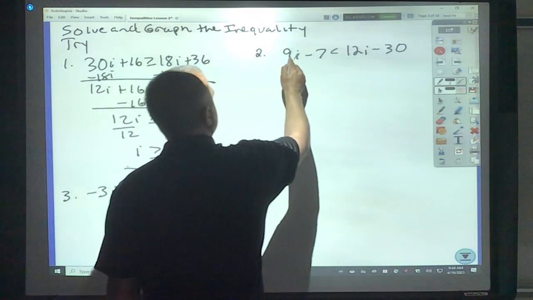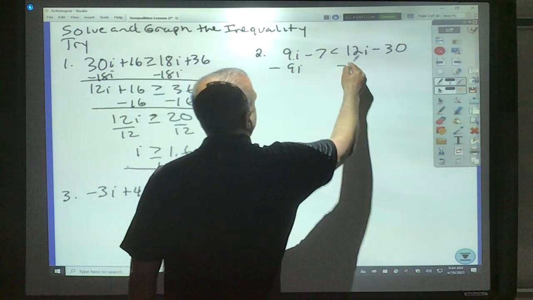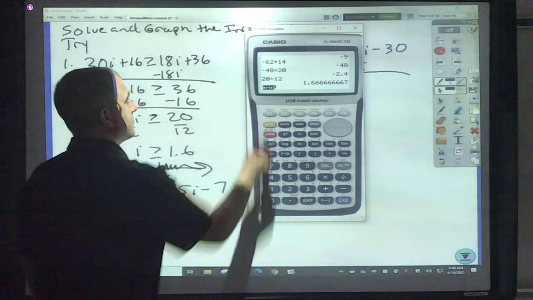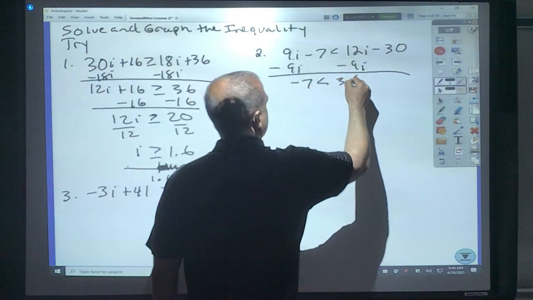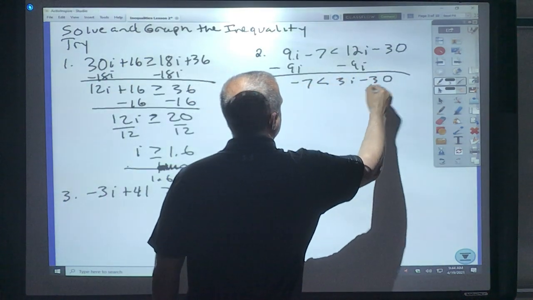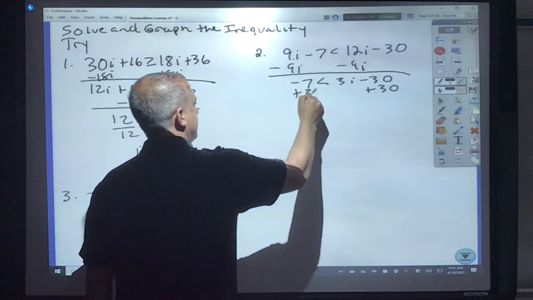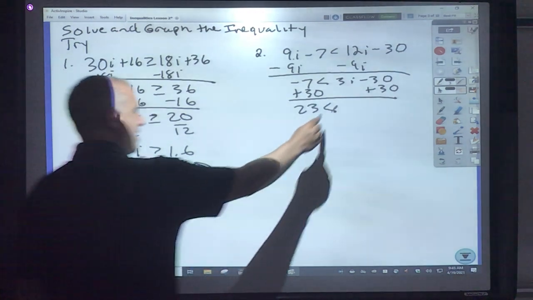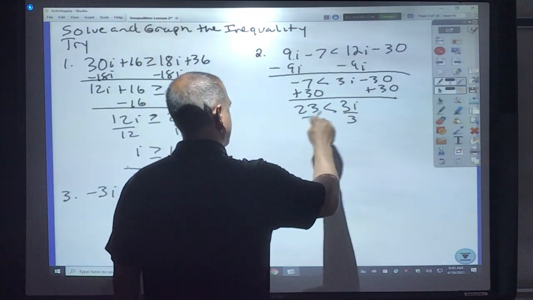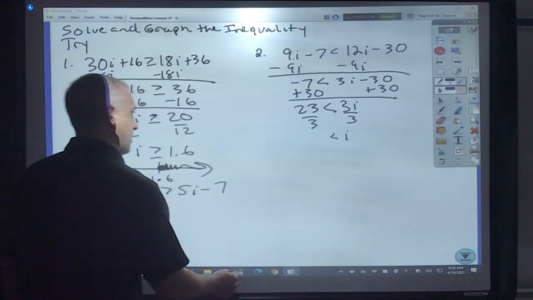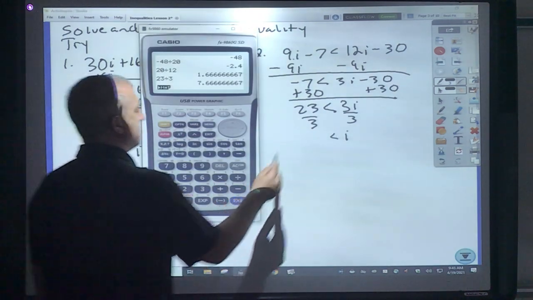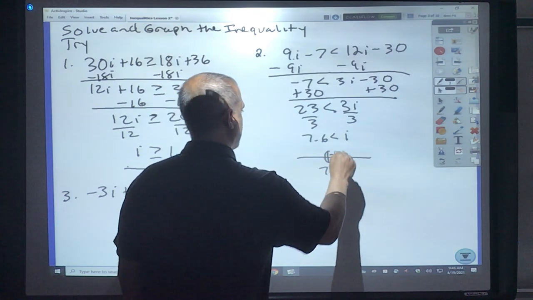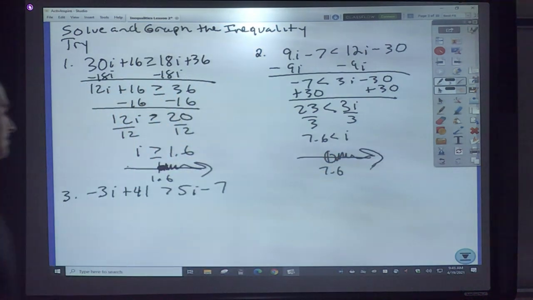Okay? On this one, I want to get rid of this by subtracting 9i. Subtracting 9i. So I got negative 7 greater than 3i minus 30, and then add 30, because that's separated, so that'd be 23, and 3i, and divide by 3. I is greater than 23 divided by 3, which is 7.6, okay? So 7.6, open circle, shaded to the right.